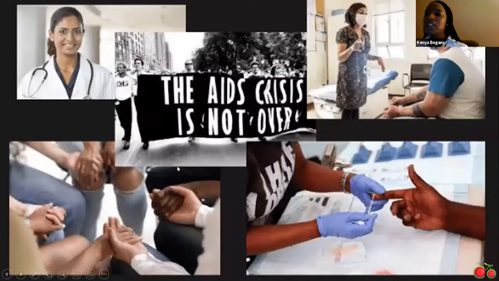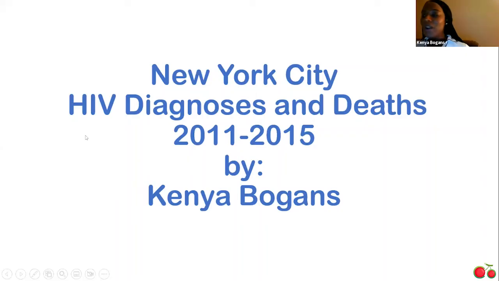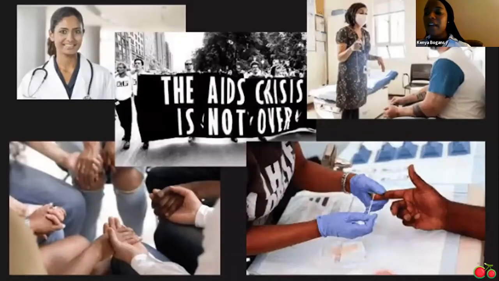I will be presenting New York City HIV diagnosis and deaths 2011 through 2015. In June of 1981, a disease of epic proportions ascended upon the United States, and it went on to become one of the most ravaging epidemics in its history. The HIV/AIDS epidemic has taken the lives of over 700,000 people in the United States alone, and more than 35,000 people are affected each year.